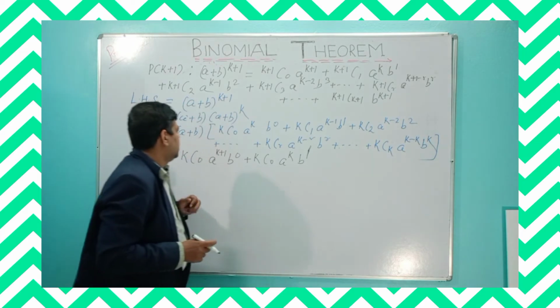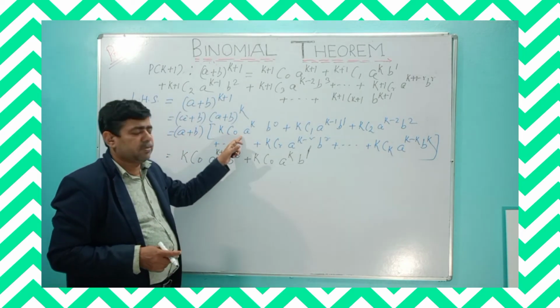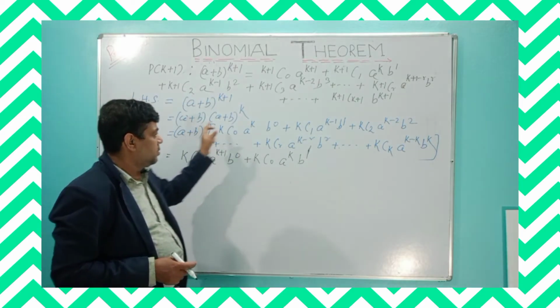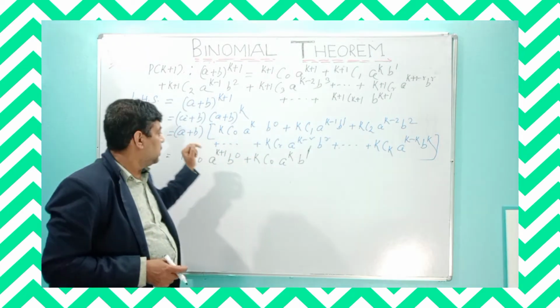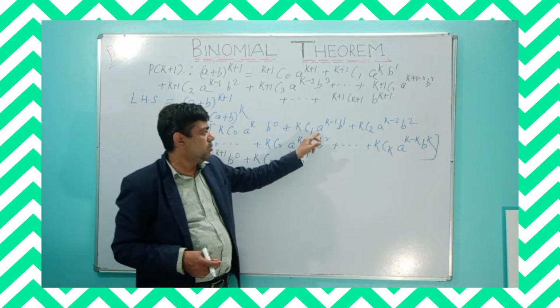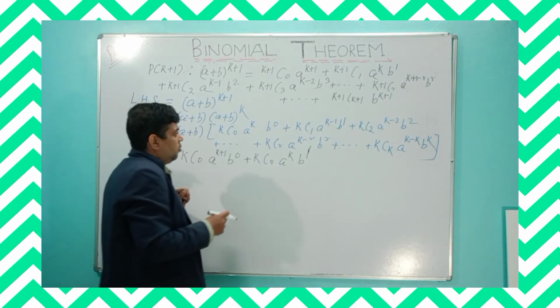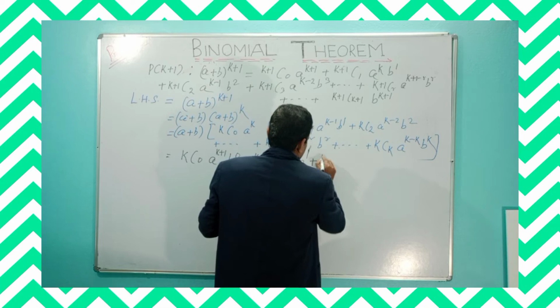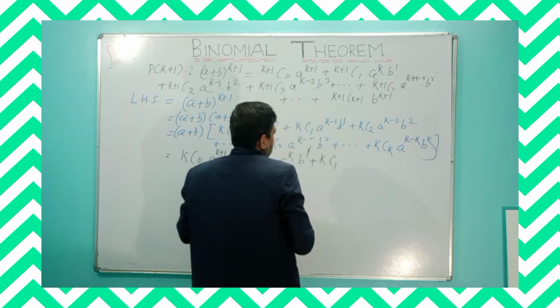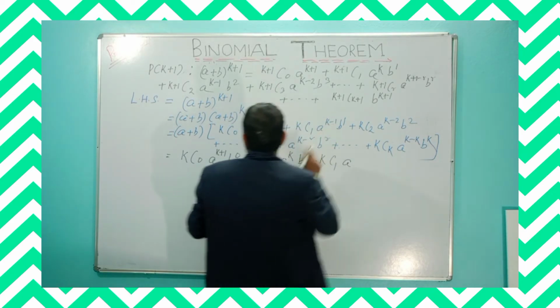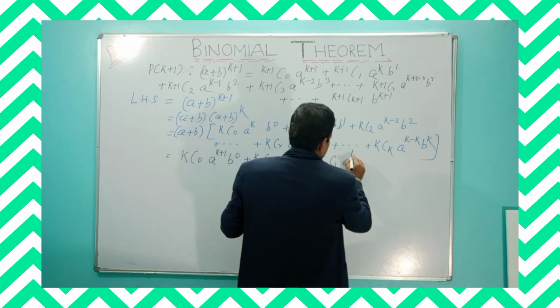Understand? So here a plus b is multiplied with the first term. Similarly, a plus b is multiplied with the second term. First, a is multiplied with kc1 a to the power k minus 1, b to the power 1. Let us see. Plus kc1 a to the power, here k minus 1 plus 1, it is k.